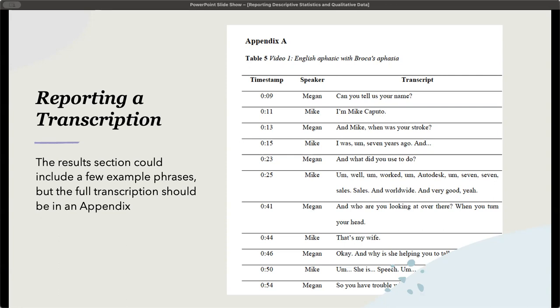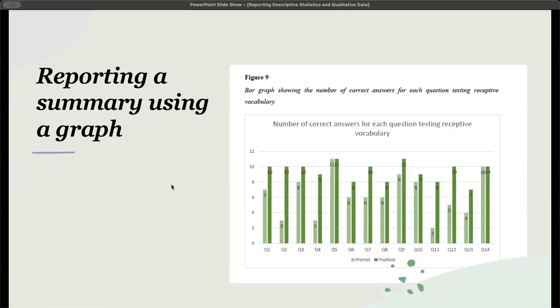You can also transcribe this at the phonetic level using IPA, or the International Phonetic Alphabet, but she chose to do this at the word level. This was done in a table. You can see the timestamp, the speaker, and each of their utterances. And again, the full transcription would go in an appendix.